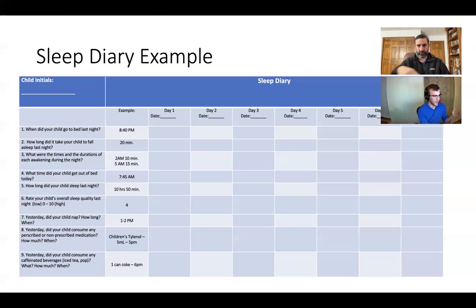And then other things here, like what were the times and the duration of each time they woke up, when did they get out of bed, and so on and so forth. Did they take naps throughout the day, those kinds of things. So these are all potential areas that we can look at to help diagnose what the problem might be. And it's good for the parent to also break it down and put it onto paper.